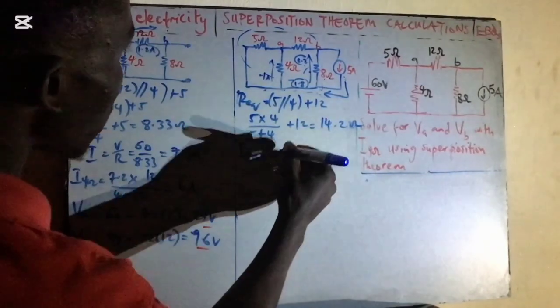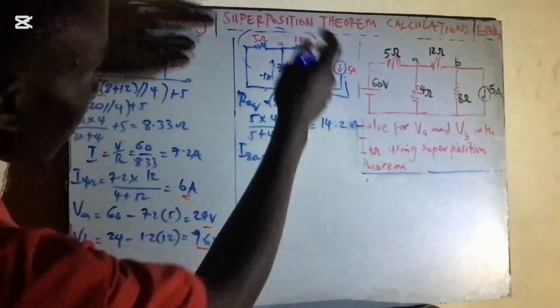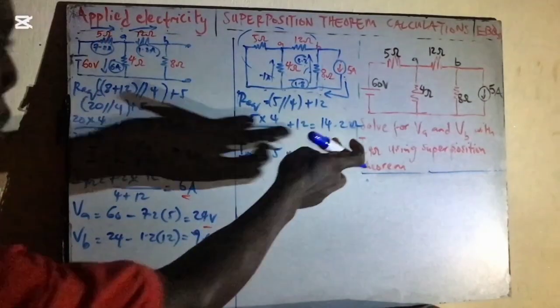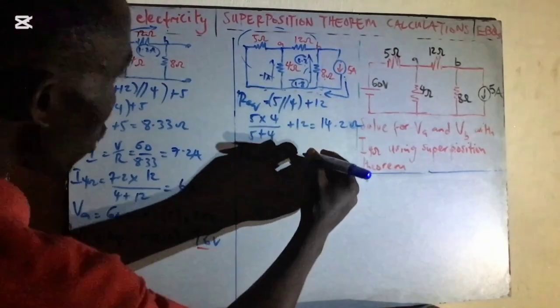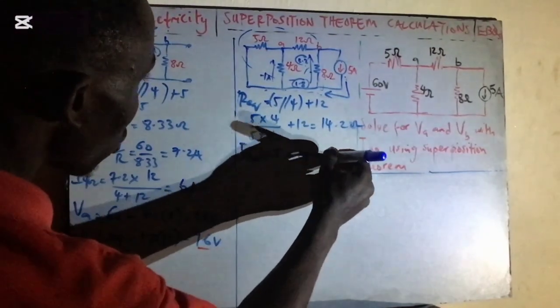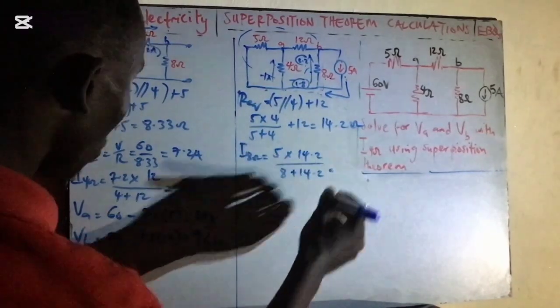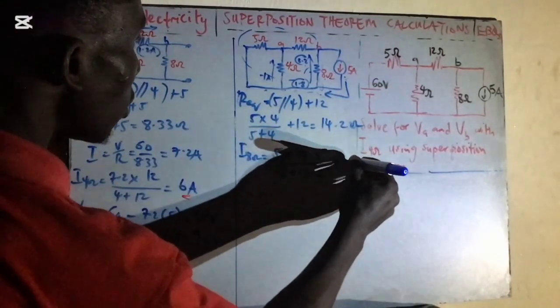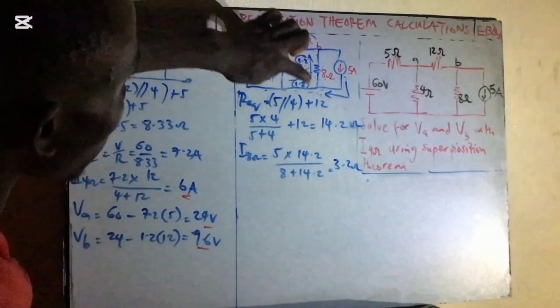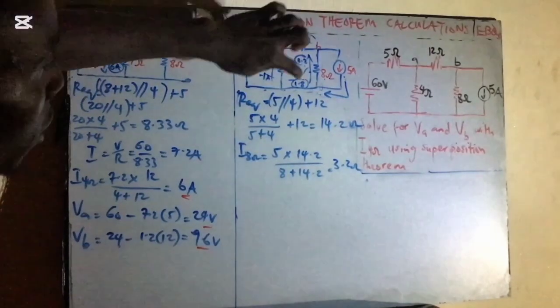The total current, which is 5, multiplied by the other resistor. The other resistor is what? 14.2. I told you all of this is now equivalent. So it's 14.2 over the sum 8 plus 14.2. So the current for the 8 ohm resistor is what? 3.2. So if 3.2 flows through this place, what will flow through here? That is 5 minus 3.2, which is 1.8.